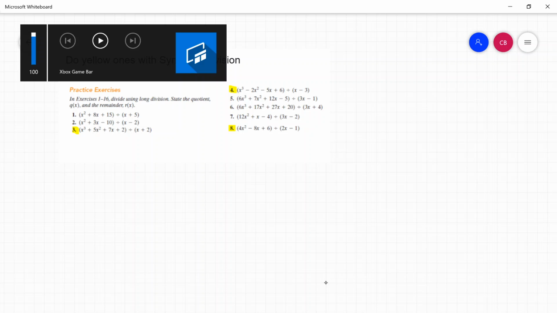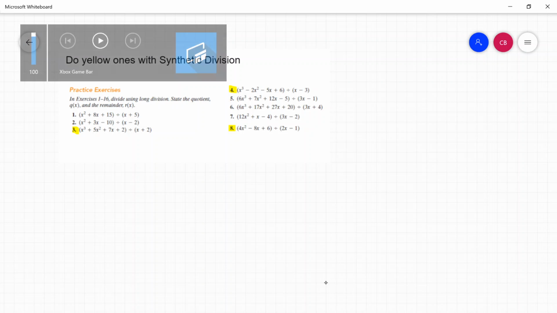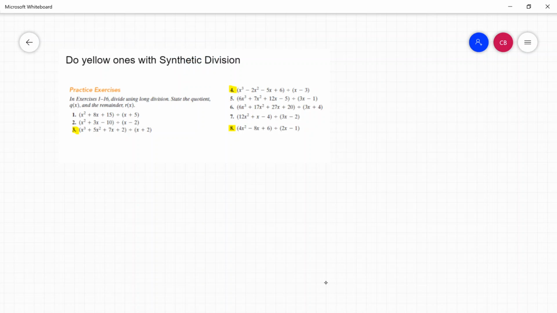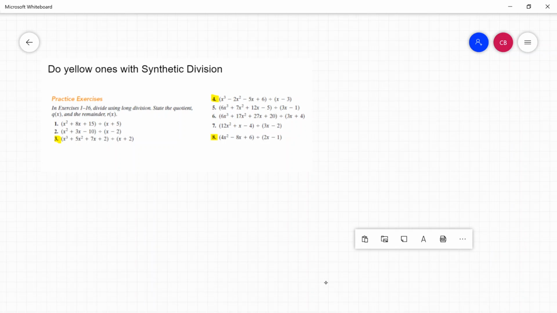All right, guys. So now we're gonna work on synthetic division. So this is a little bit different. It's a way that a lot of you will probably like more than long division. So what we do is we take the coefficients from each term. Let's look at number three, for instance, and we turn that into a different type of division.